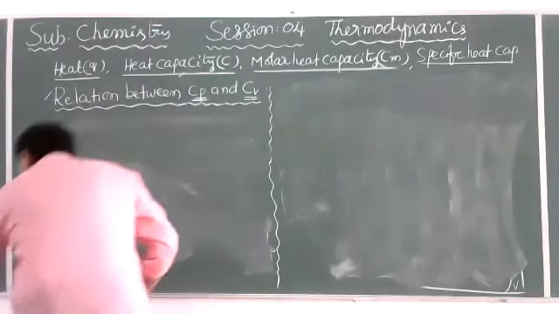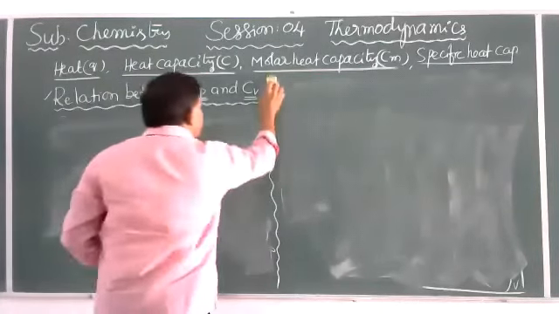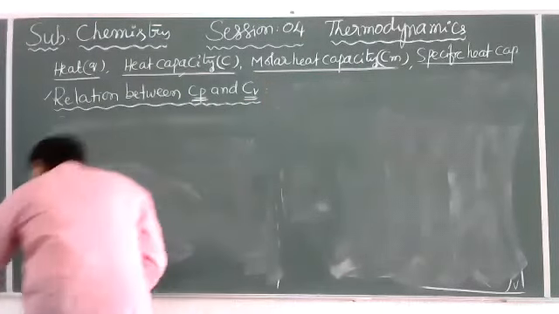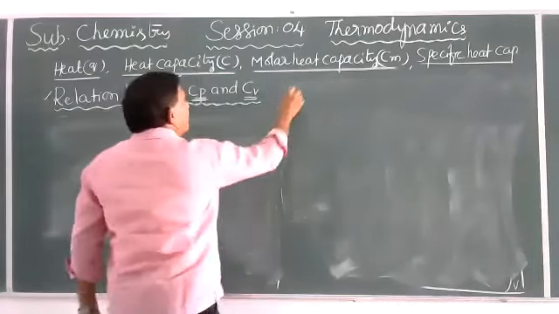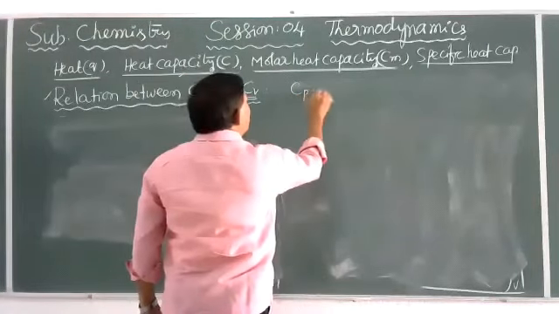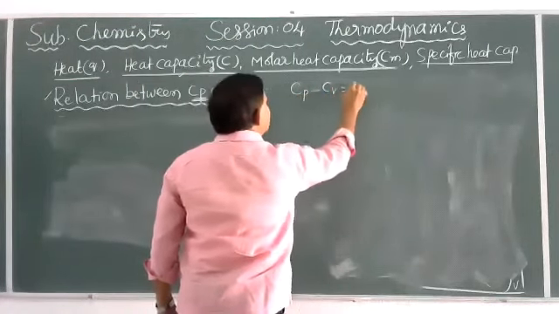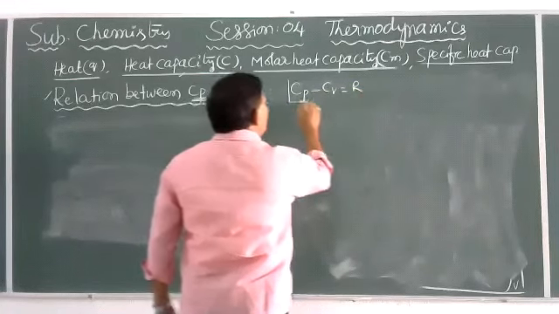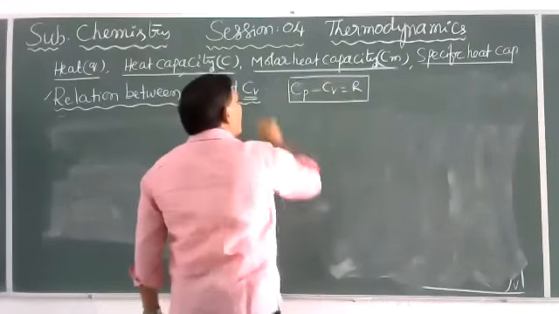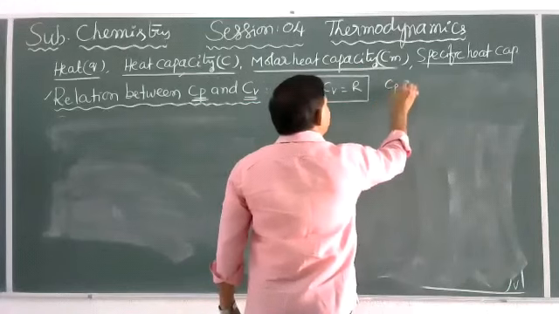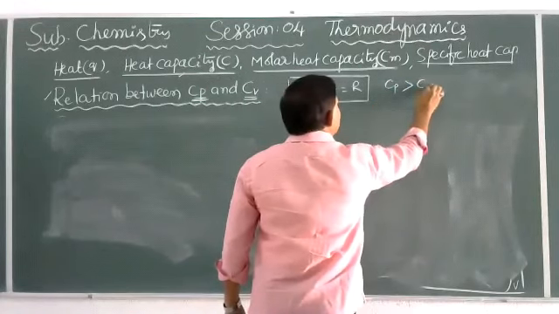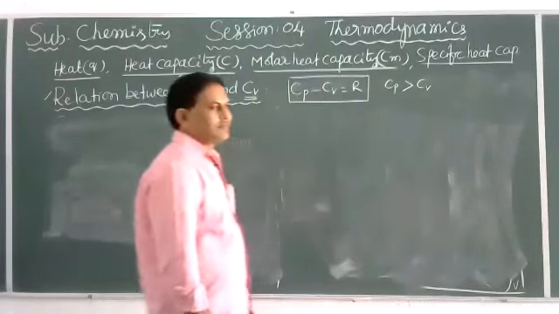So that relation between Cp and Cv is Cp minus Cv is equal to R. This is the good relation. Now in this case always Cp is greater than Cv. Clear?